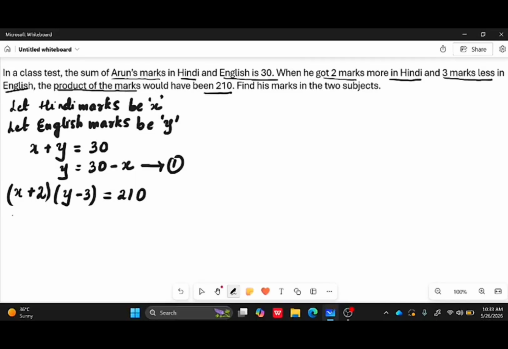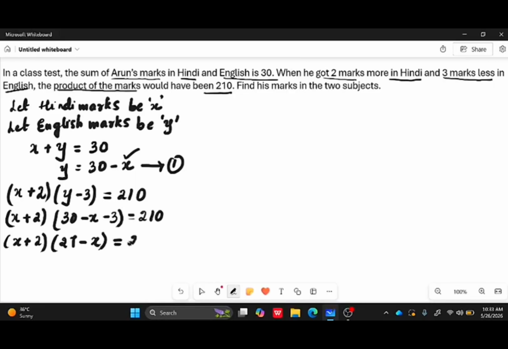Okay. So X plus 2. We can see here again one unknown variable. What is the value of Y here? We can substitute, right? What is that? 30 minus X, and this minus 3 will be as it is, equals 210. We'll move to the next step. X plus 2, yes. And 30 minus 3 is how much? Anyone can tell me? 27 minus X equals 210.